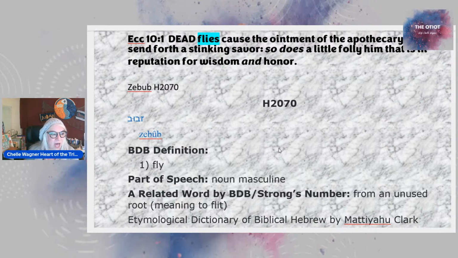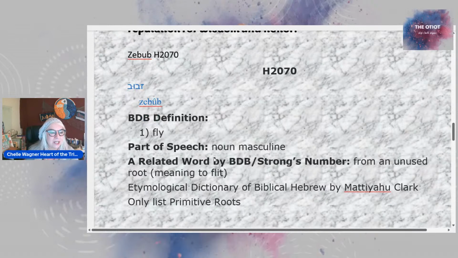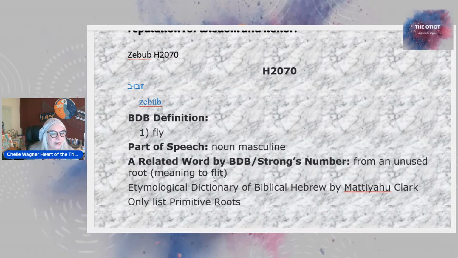Okay, so this Zebub, this is what we're looking at. We're looking at the fly, Beelzebub. This is what they were calling Yahusha, right? Very interesting, this is what they were accusing him of. All right, so it is an unused root, meaning to flit, right? That's what flies do, right?